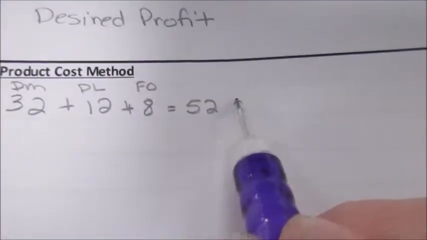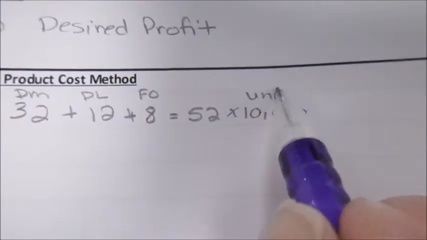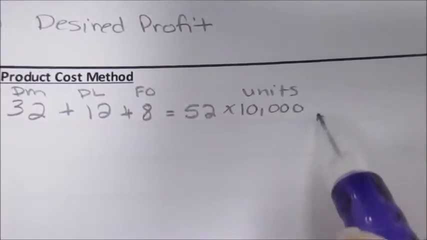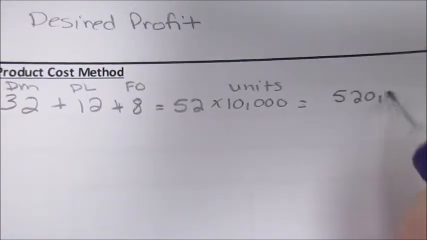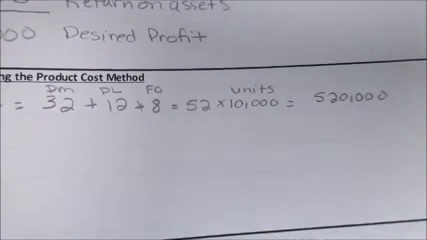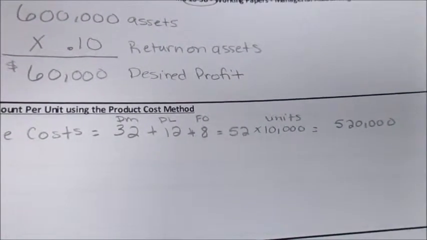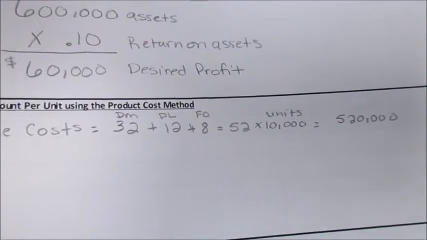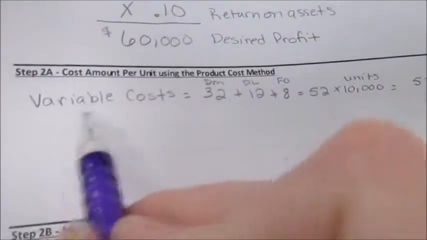Our book told us that we're creating and selling 10,000 units. So we're going to multiply those two numbers together, and we get total variable cost of $520,000. Now we removed our selling and administrative expenses because we're looking at just the product itself. So now we got our variable cost.